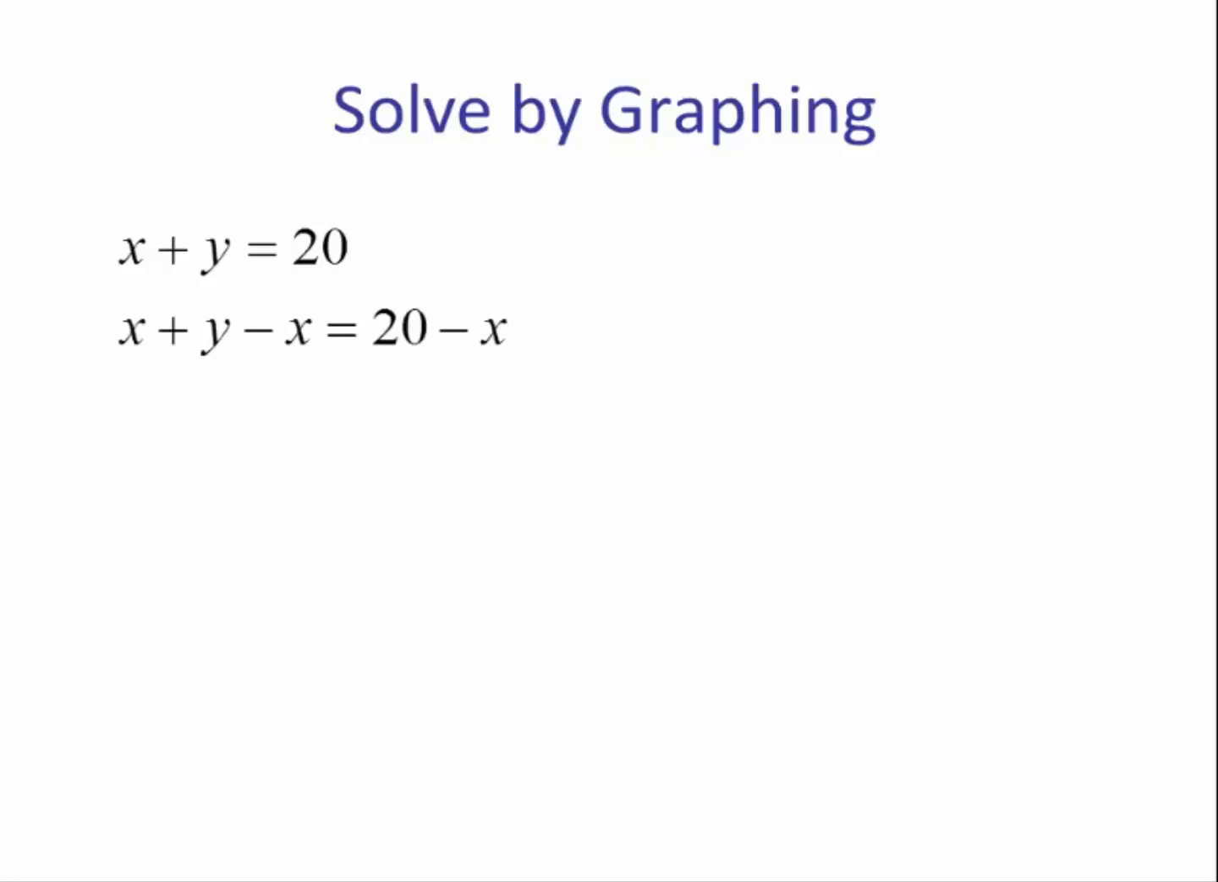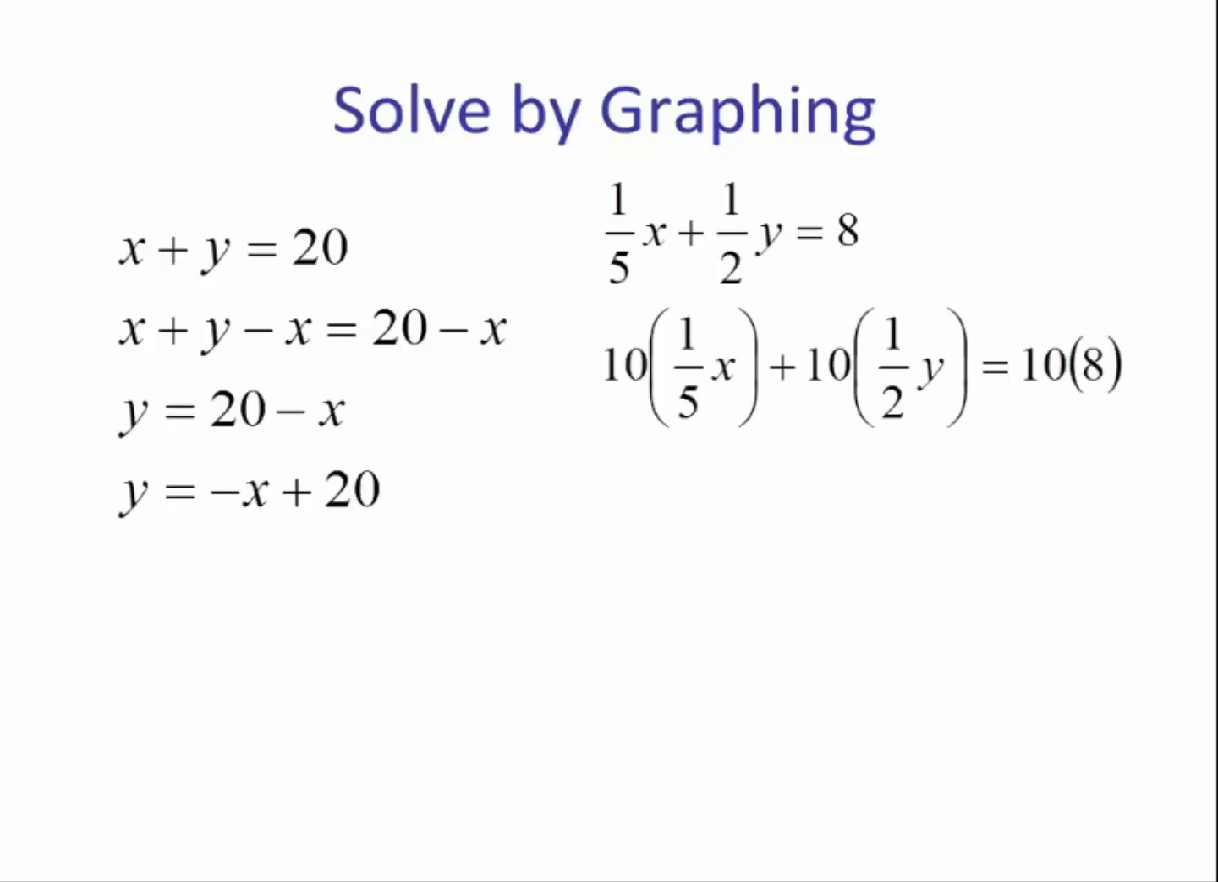Solving for y, we subtract x from both sides, and we're left with y equals 20 minus x, or we can say that's the same thing as y equals negative x plus 20. They're equivalent. For the second equation, the first step I'm going to do is to clear the fractions. So we need to multiply every single term of the equation by the least common multiple of 2 and 5, which turns out to be 10.